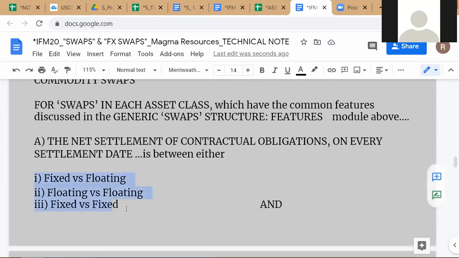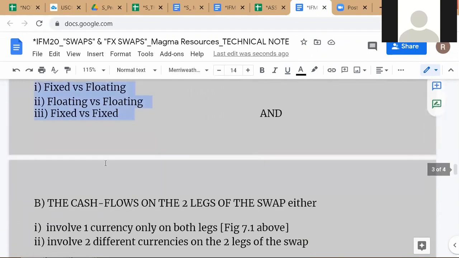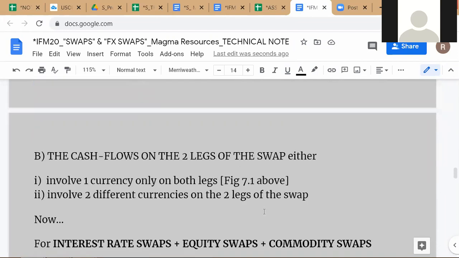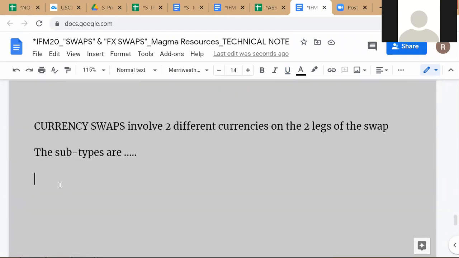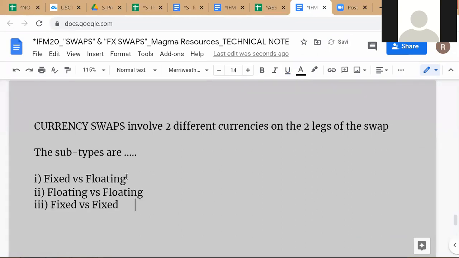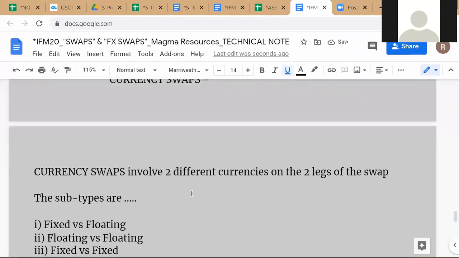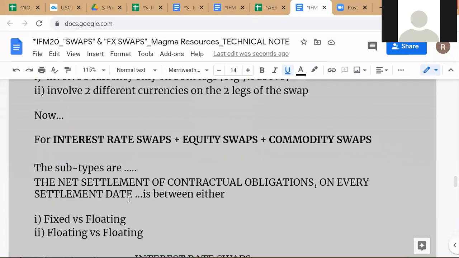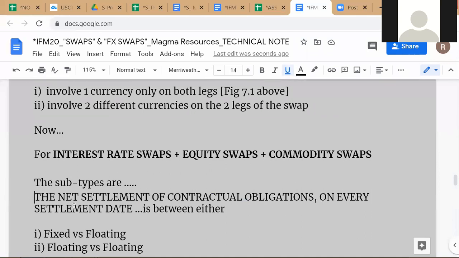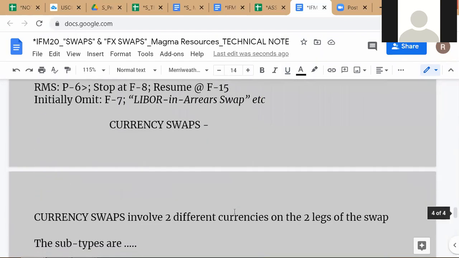3. Because when you have a one currency structure, then it doesn't make sense to have fixed versus fixed because I'm paying you 7%, you're paying me 8%. What is the point of this? There is no meaning in this. There's no risk. There's no point. But if you have two different currencies, then it's a different ball game. So the subtypes under currency swaps will be 3. Okay, fixed versus floating, floating versus floating, and fixed versus fixed. Okay, and it should be written like this.